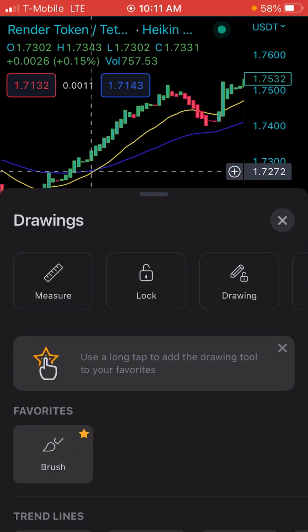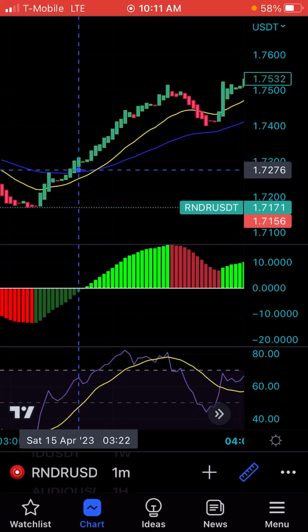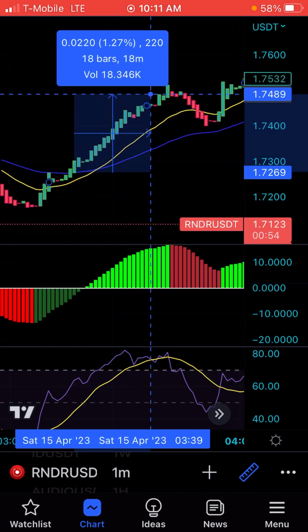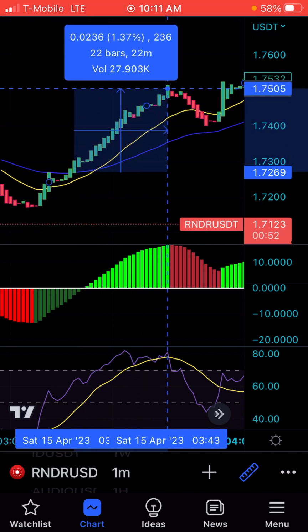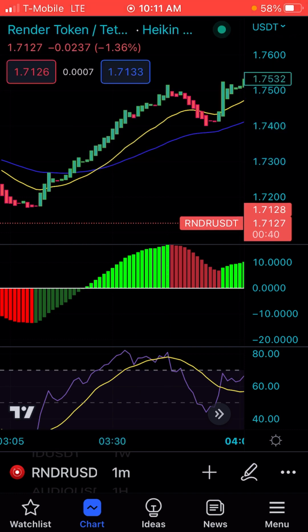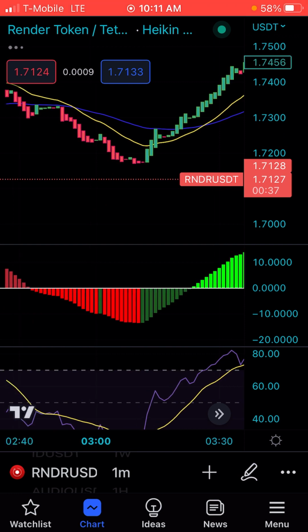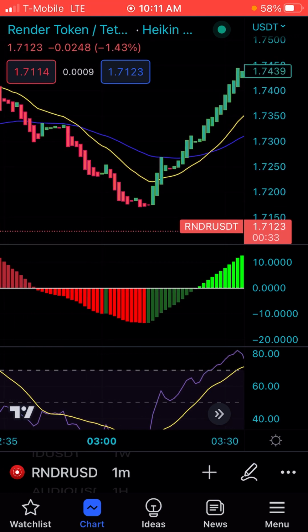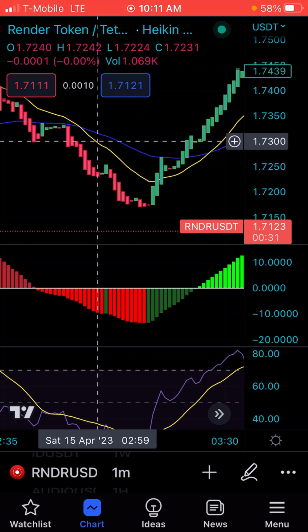So, let's see. All this would be profit right here, all the way, and you would just get out right before it turns red. That's a little over 1%. Okay, so I'm going to do this one more time to see how effective it is, and then I'll show you what you just shouldn't be doing.